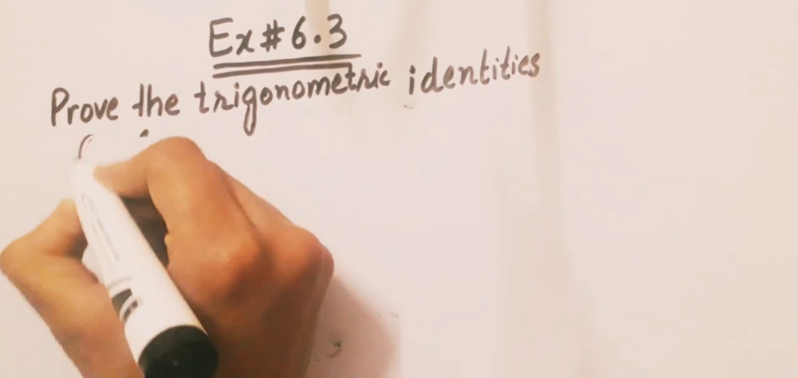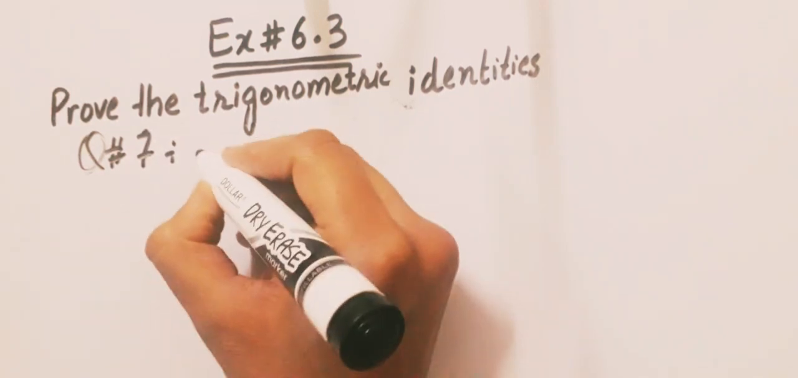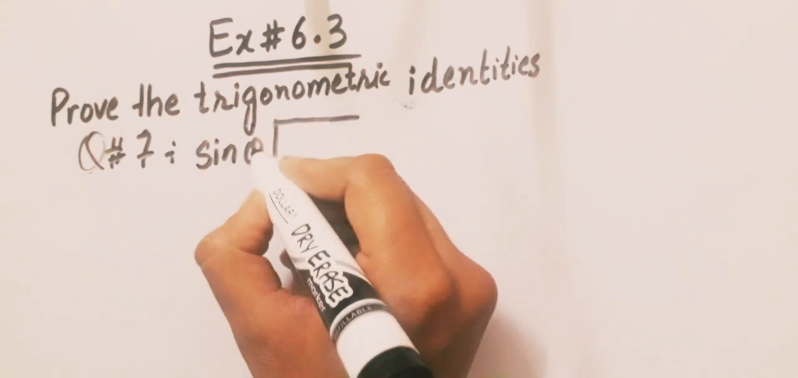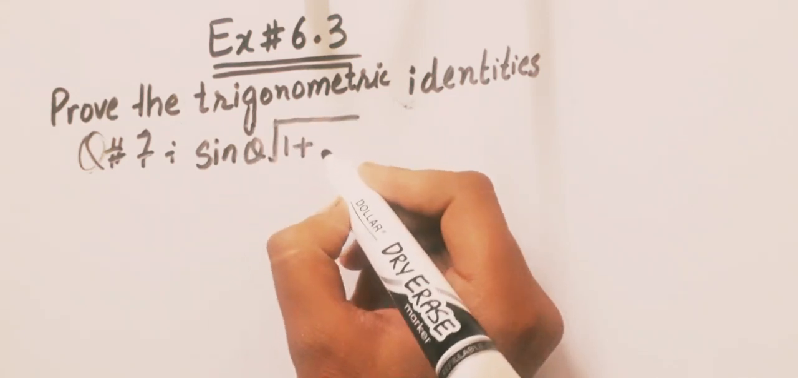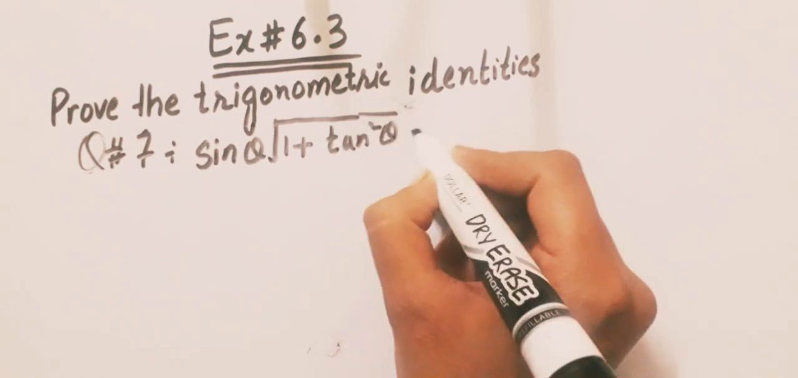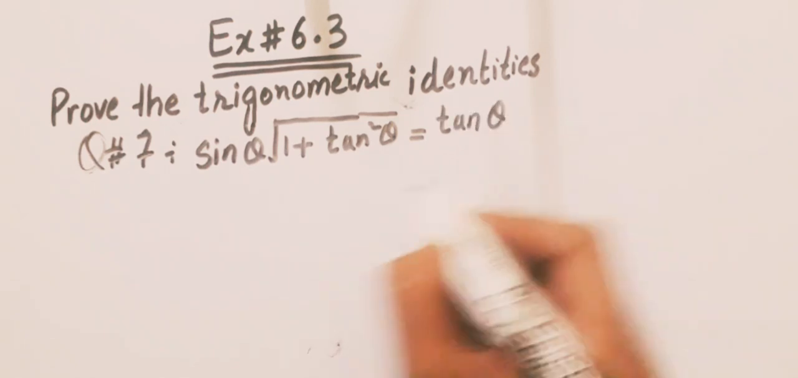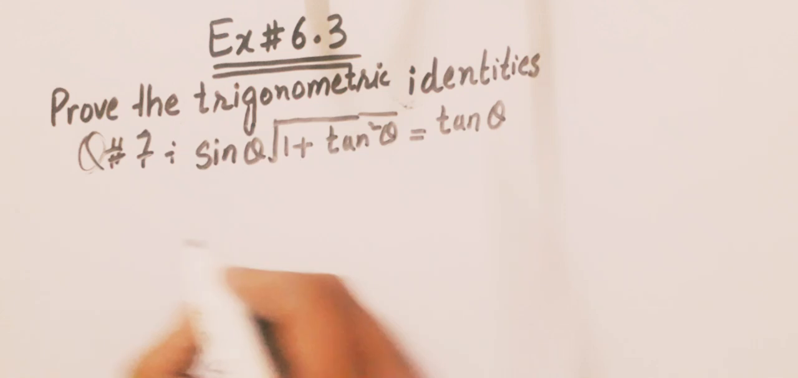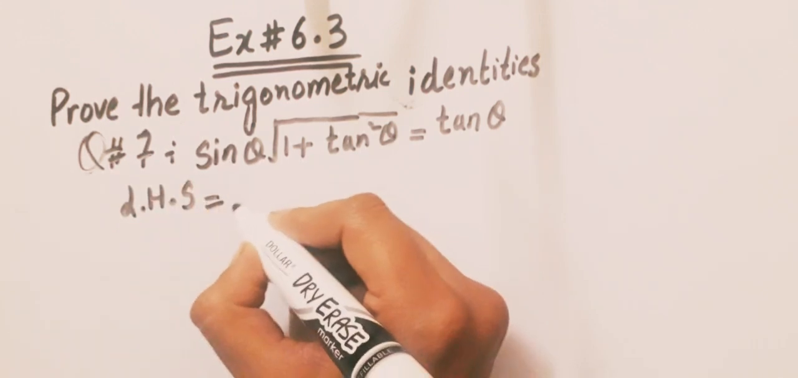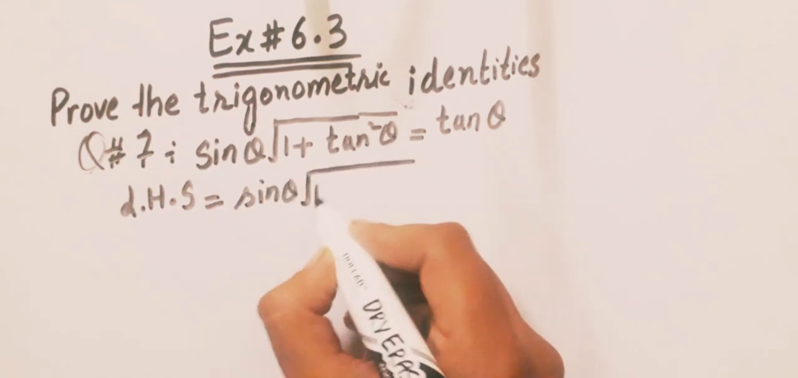Now we will do question number 7, that is sine of theta into square root of 1 plus tan square theta is equal to tan of theta. We will solve this question by taking left hand side, which is equal to sine of theta into square root of 1 plus tan square theta.